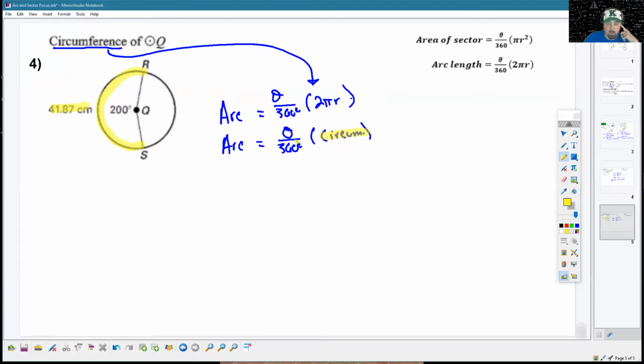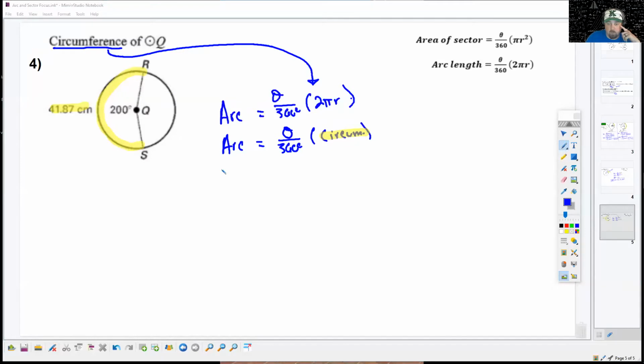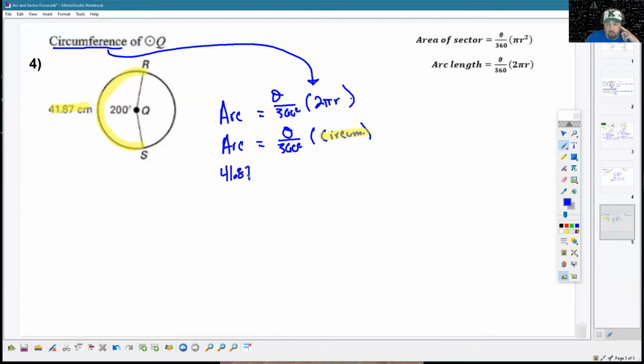So we just need to plug in the arc length out here, the angle, and then divide those results, meaning this is 41.87, and it's centimeters. And this was 200 degrees divided by 360. And that multiplied will give us our circumference. And that's what we want to solve for. So 200 divided by 360 is 0.555 forever. Let's go ahead and make that a fraction. That's 5/9.